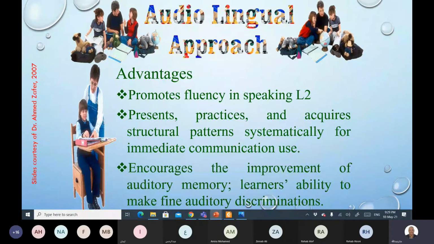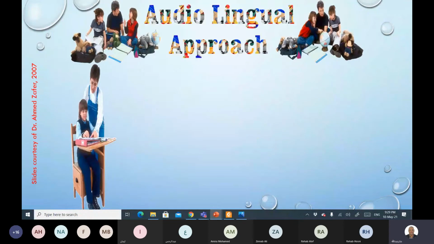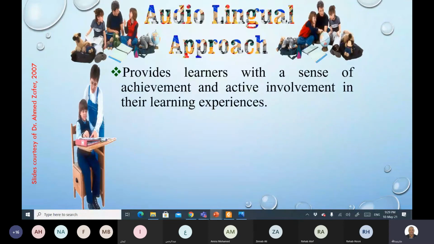Okay, also still with the advantages, this method provides learners with a sense of achievement and active involvement in the learning experience, because they all the time are repeating, and all the time they are making the drill, and all the time they are imitating the teacher and taking the teacher as a model for them. So they have this kind of achievement, they have done something.